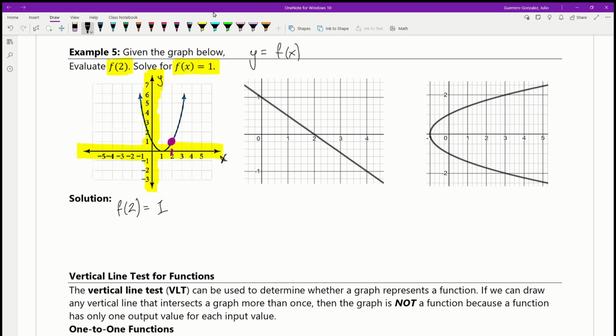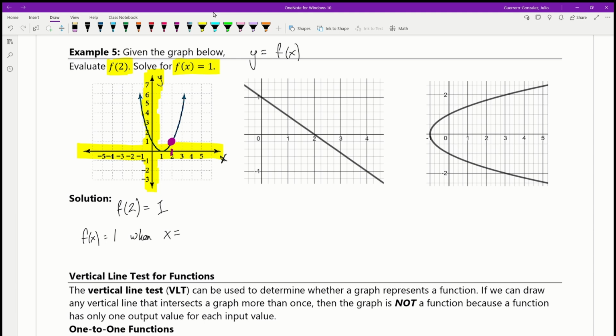Okay? f of x is equal to 1 when x equals what? Okay? So in this case, I know what my output value is. My output value is 1. I need to find the input value that gives me that. Okay? So my output value is 1.